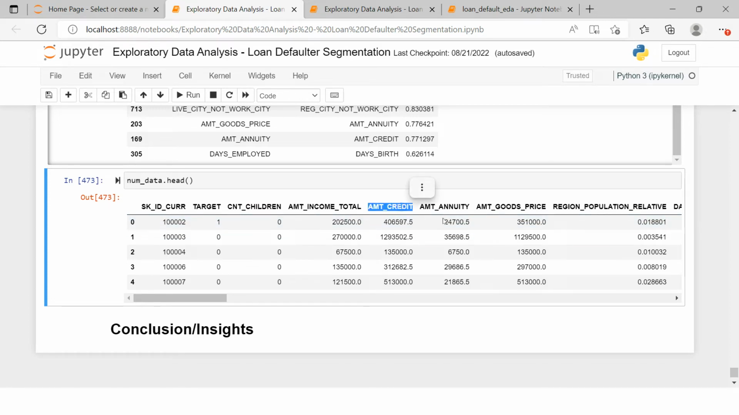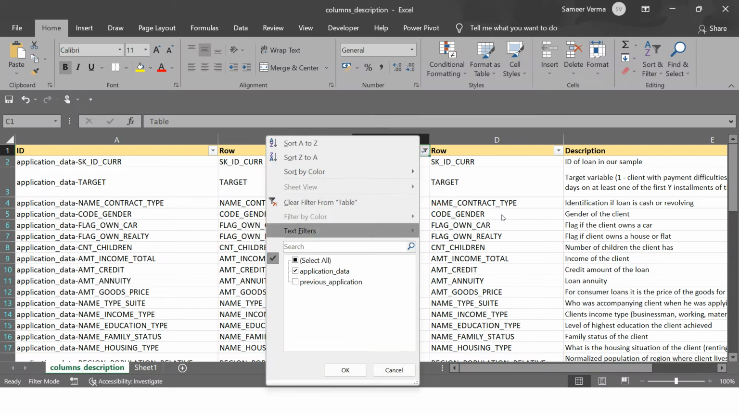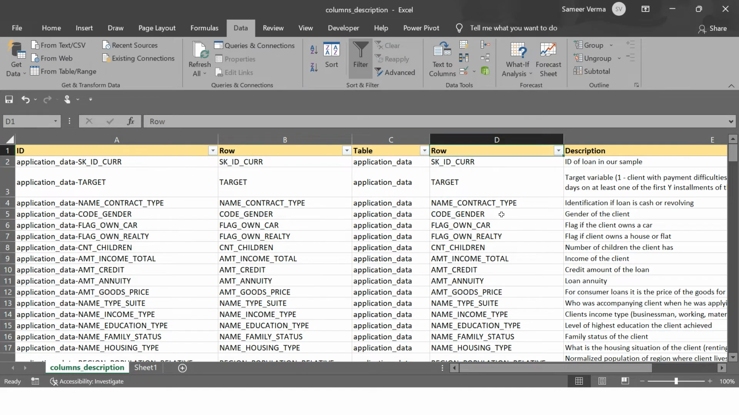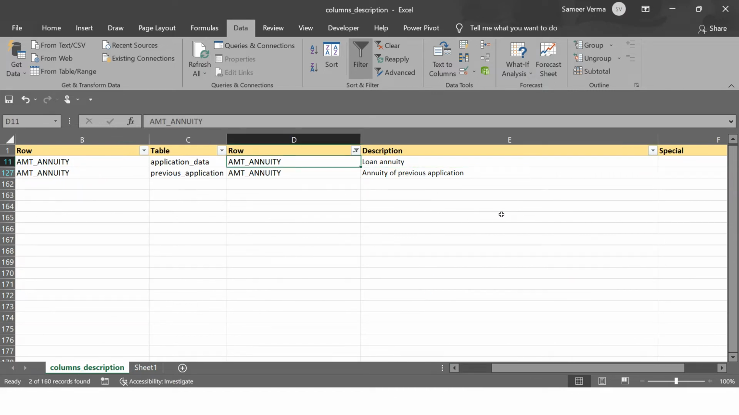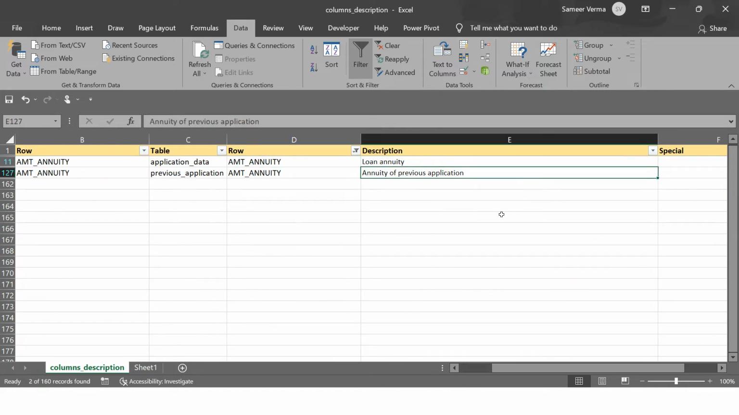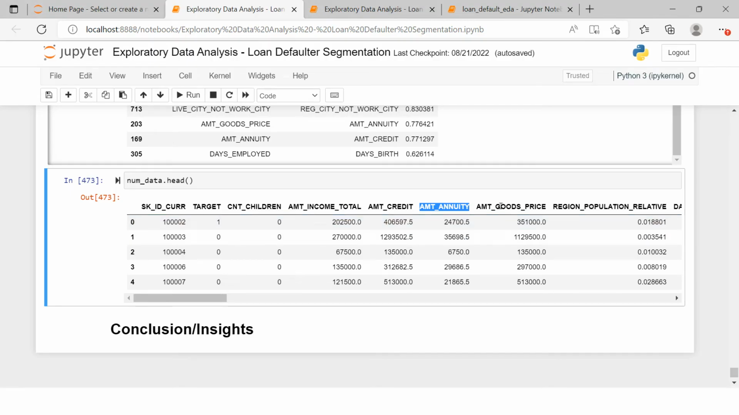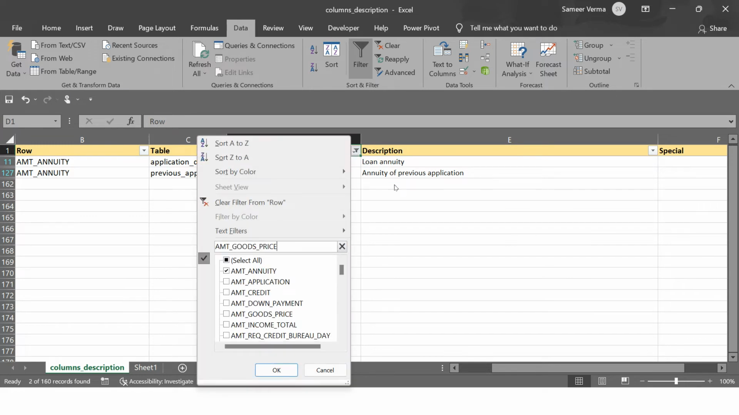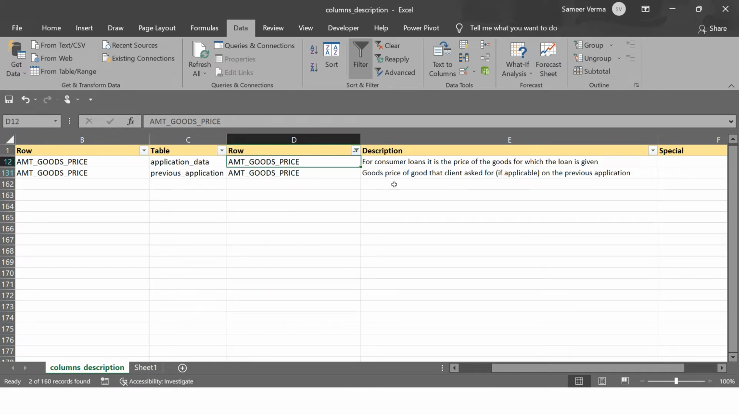You can also say client or something like that. Amount credit: what is the credit amount that was given to the customer? For example, amount annuity, right? What does amount annuity mean? Let's see its meaning, and for that I'll try to find the column over here. Amount annuity means loan annuity. What is the loan annuity that the customers are paying? And then amount goods price. This is the amount of the goods for which the loan is being given. For consumer loans, it is the price of the goods for which the loan is given. It's exactly the same as what I just said.